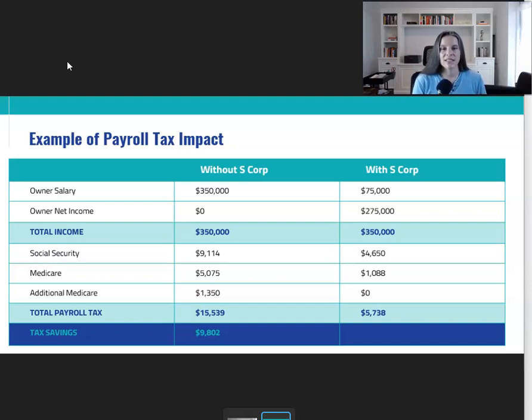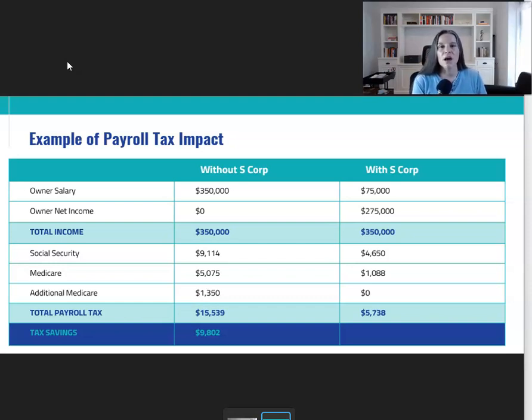An S corporation is taxed the same way as any other flow-through entity. The business itself will file an S corporation tax return, but that entity will not pay any tax itself, other than some state filing fees. An S corporation is not subject to federal income tax. It simply reports the income and expenses that the business earns throughout the year, and then you'll get what's called a K-1 as the owner, and that K-1 will be reported on your personal tax return.